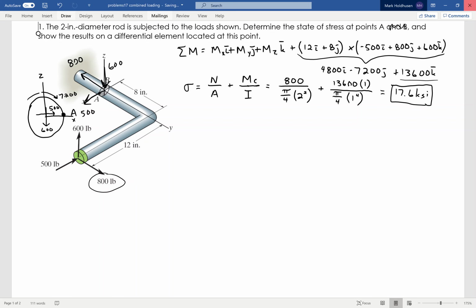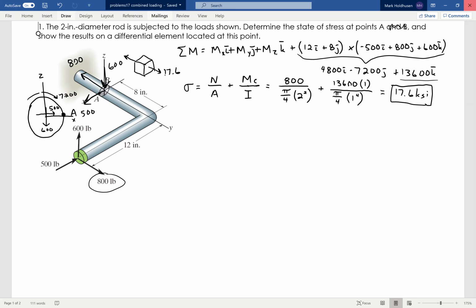Let me start drawing this element. If I'm going to look at an element, I will draw it right here. So there's my little element A. Now this is going to be in tension, meaning in this direction it's going to be pulled, and it's going to be 17.6 KSI like that. So if I draw that element A, it's going to be in that direction.